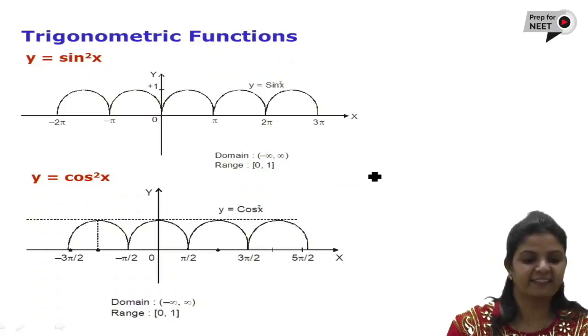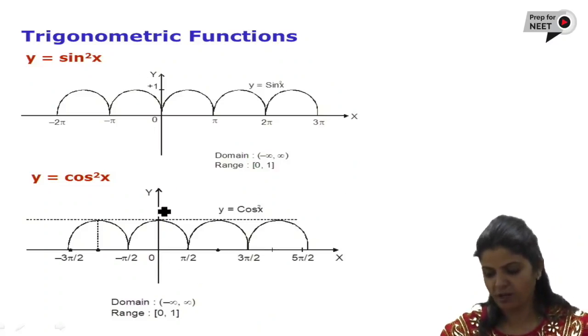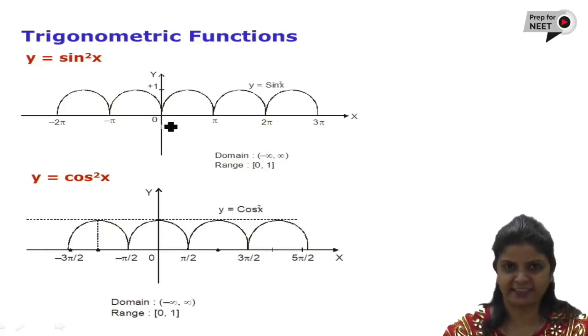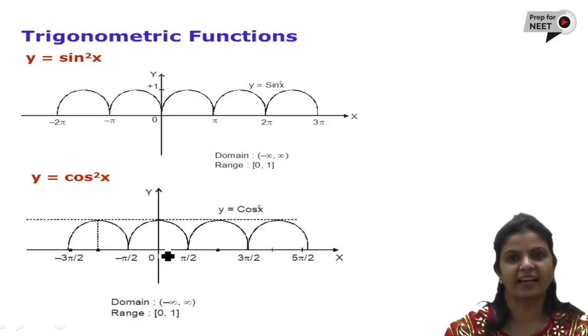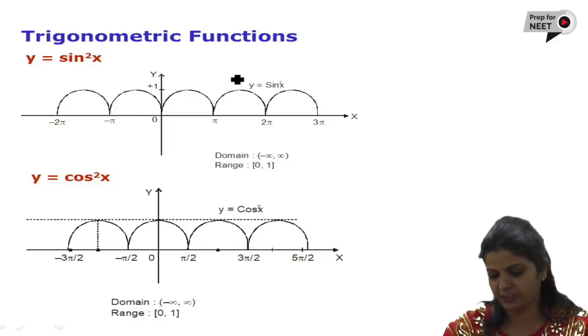Next, y is equal to cos square x. The only difference between the two graphs is, for sin square x you are getting 0 at x is equal to 0, whereas cos square x is 1 at x is equal to 0. That's the only difference, otherwise both the graphs look similar.